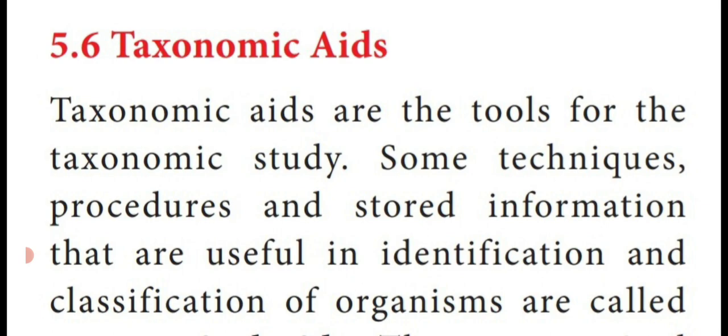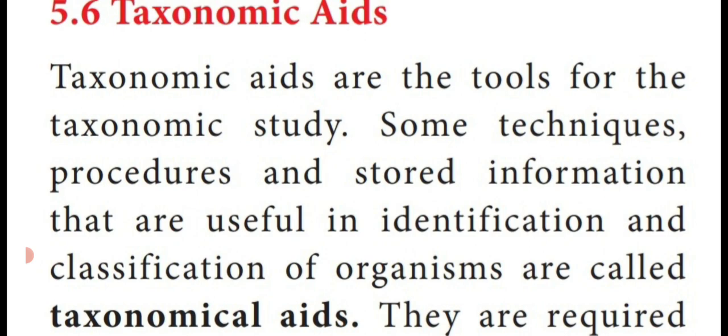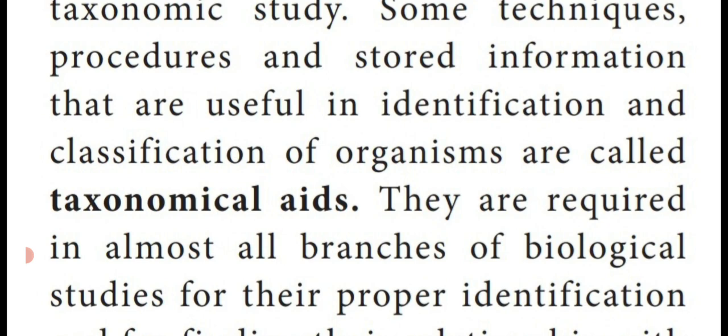For these taxonomic aids, we have to follow certain techniques, procedures, stored information that are useful in identification and classification of organisms. These are called taxonomical aids. Very, very important, 2 mark question. These are all the tools for the taxonomic study. For that we are using certain techniques, procedures, stored information, which are very much useful for the identification and classification of organisms, known as taxonomical aids.